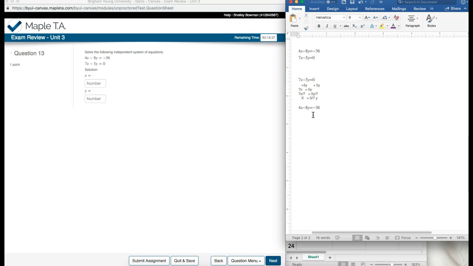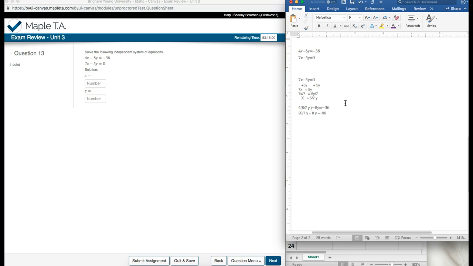And every time I see that x, I'm going to substitute this 5/7 y. And we will be dealing with fractions. So I'm going to put parentheses in here and copy and paste that in. Okay, so now I have 4 times 5/7 y. And I can do 4 over 1, so that it makes it a fraction, and I do numerator times numerator and denominator times denominator. So this gives me 20 over 7 times y minus 8y equals negative 36.